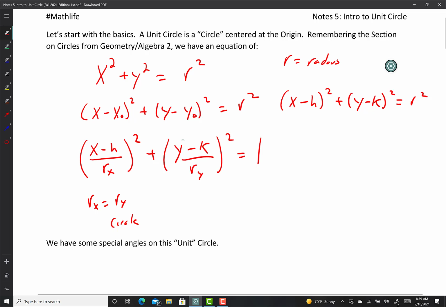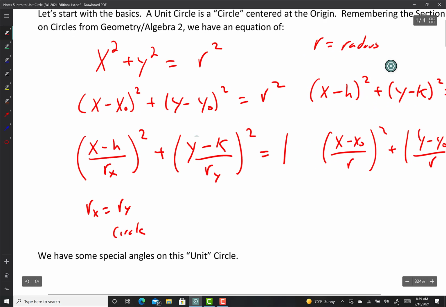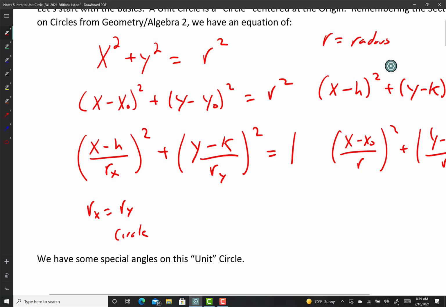Instead of h and k, sometimes they call that x naught and y naught. It means the same thing, guys, so don't freak out. If you go to Khan Academy and they don't have one of these formulas, maybe they write it like (x minus x naught) over r, squared, plus (y minus y naught) over r, squared, equals 1. They all mean the same thing. These are all equations of a circle centered at (x naught, y naught) or (h, k) with a radius of r, except for the one that says rx and ry. If rx and ry are different numbers, then you don't have a circle. But we'll talk about those when we get there.